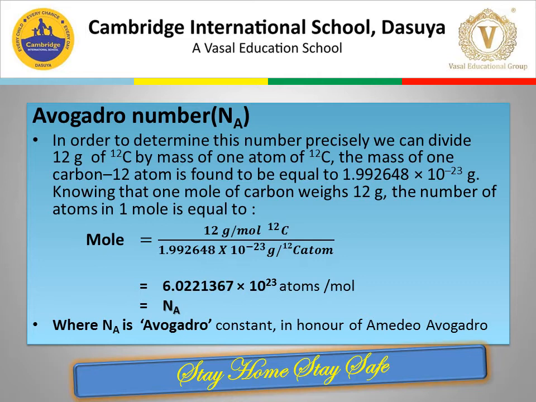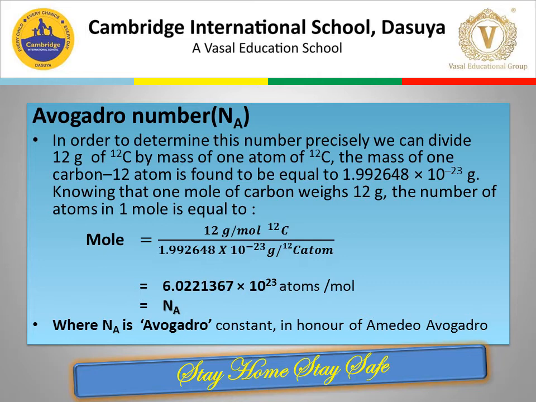This can be found out if we have the mass of 1 atom of carbon-12. If we divide 12 gram by the mass of 1 atom of carbon-12, then we can easily find out the number of particles present in 12 gram of carbon-12 atoms. By mass spectrometer, the weight of 1 atom of carbon is found to be 1.992648 × 10^-23 gram.